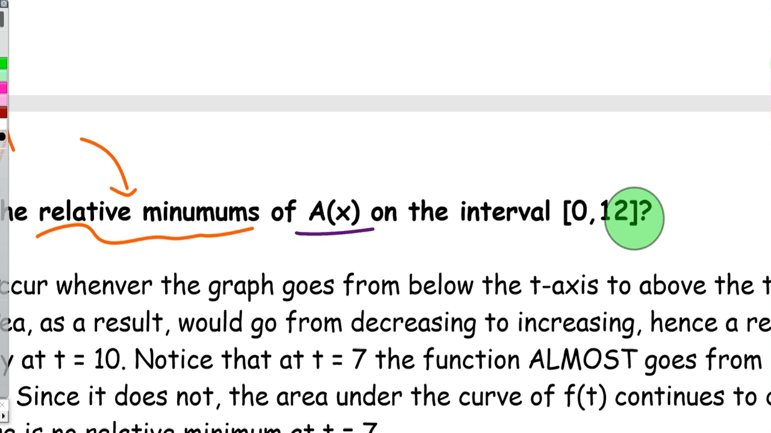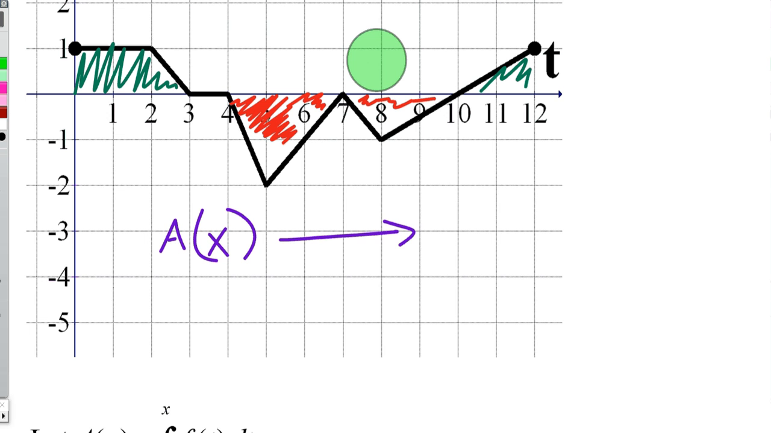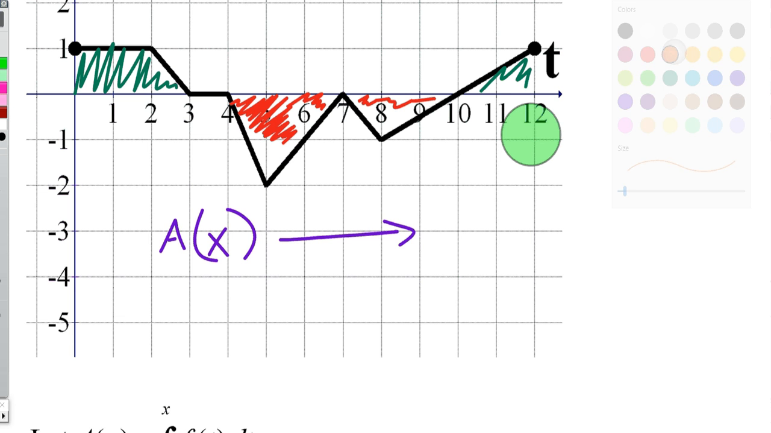So what we're really talking about is where does the area of this function go from decreasing to increasing? Where does the area go from dropping to increasing? And if we just look at the graph, we can see that the graph starts decreasing here. The area between the graph of f of t and the t-axis goes from decreasing to increasing not until t equals 10. At t equals 10, this red area will cancel this green area up until 10, then it'll start increasing again. So I'm going to put an orange circle around t equals 10, and that's where the area starts to go back up.